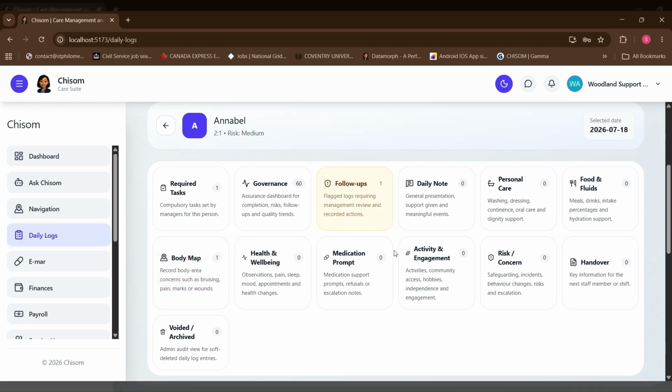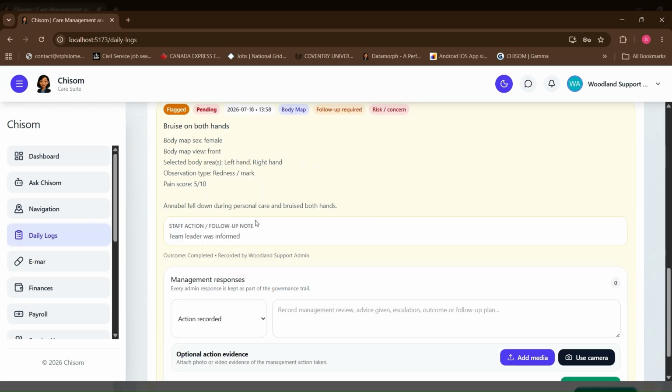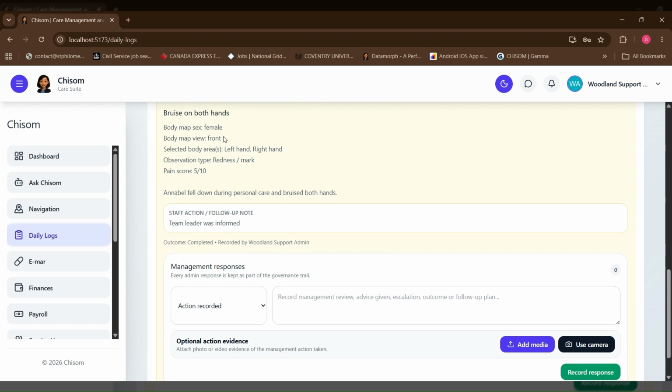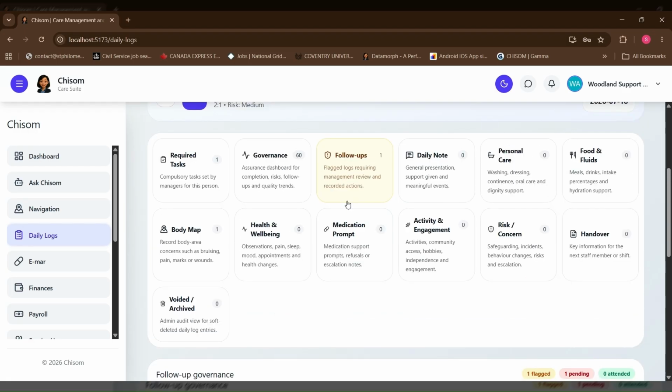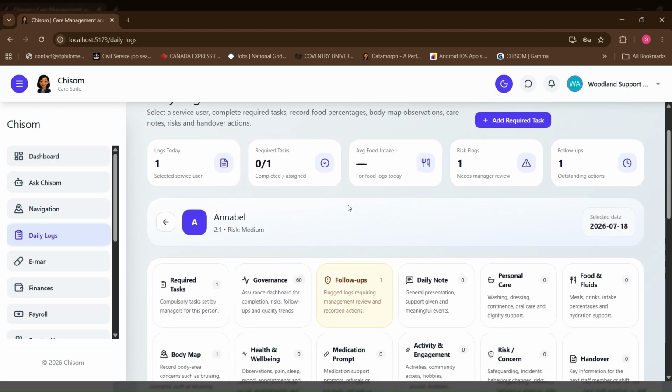And then when I click on follow ups, I'll be able to see it. Then female front, left hand, right hand, pain score 5. So this is what we inputted, if you remember. As admin, the essence of this is for staff to escalate an issue and for admin to be able to respond to the escalation. So that is the essence of this.